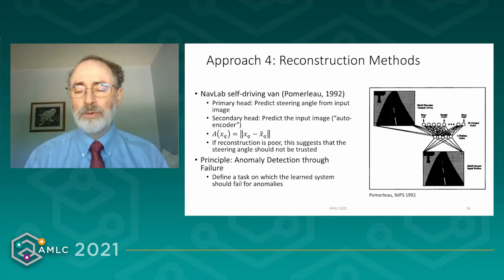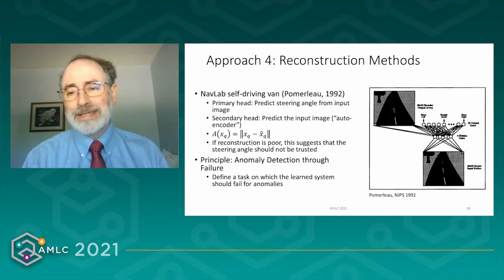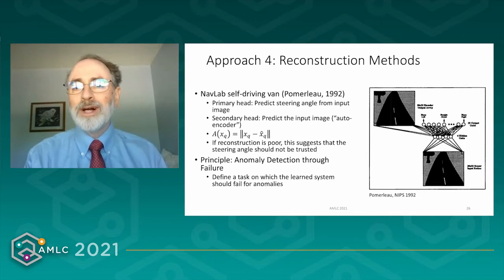A challenge with autoencoders these days with deep learning is that they can be too good. They can actually learn to be very good image compression systems, and so they work well on all images, including ones outside the training data set.